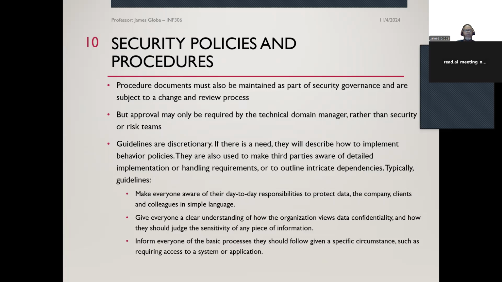Guidelines make everyone aware of the day-to-day responsibilities to protect data and the company assets. Guidelines give everyone a clear understanding of how organizations view data confidentiality and how they should judge the sensitivity of any piece of information.